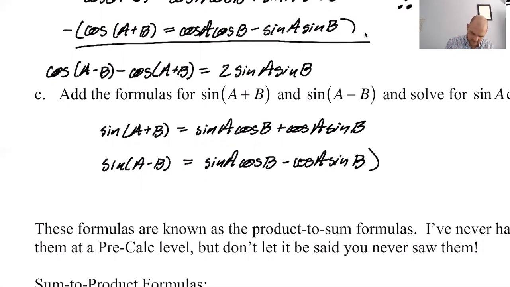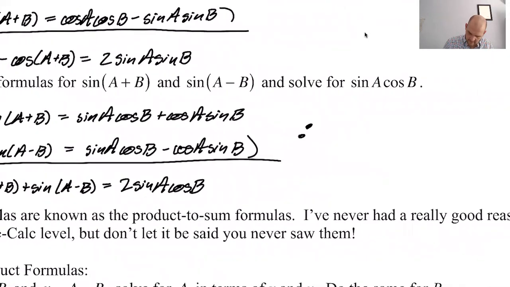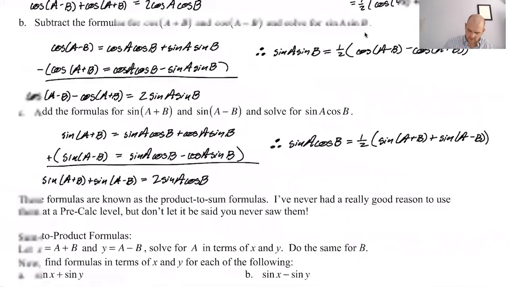I'm going to add down to get sine of A plus B plus sine of A minus B is equal to 2 sine A cosine B. And therefore we can say the sine of A times the cosine of B can be turned into 1/2 of sine A plus B, and then sine of A minus B. Again, I do not have these memorized, I just know how to get them. So no need to memorize, just remember the process.